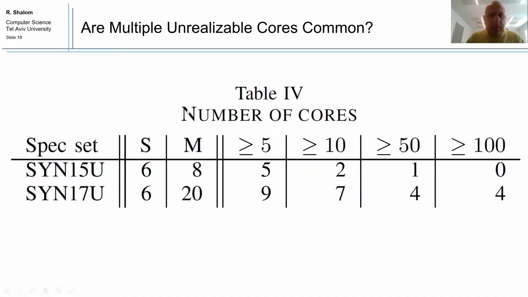And now for the number of cores. Here we can see that for syntax 15U and syntax 70U, we have more specifications with multiple cores than we have specifications with single cores. And there are specifications with well over 50 cores.